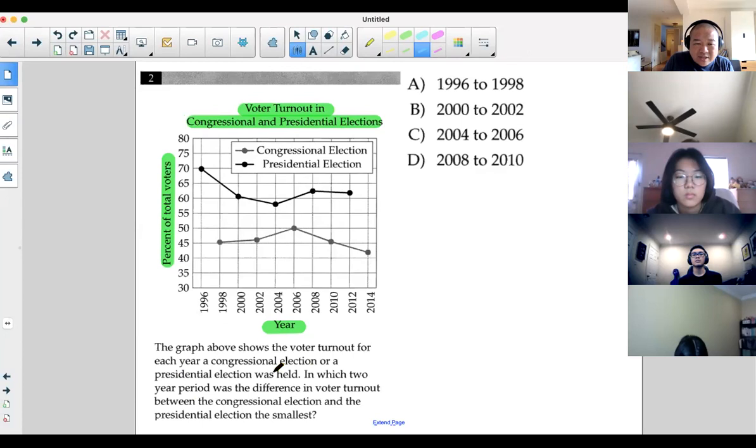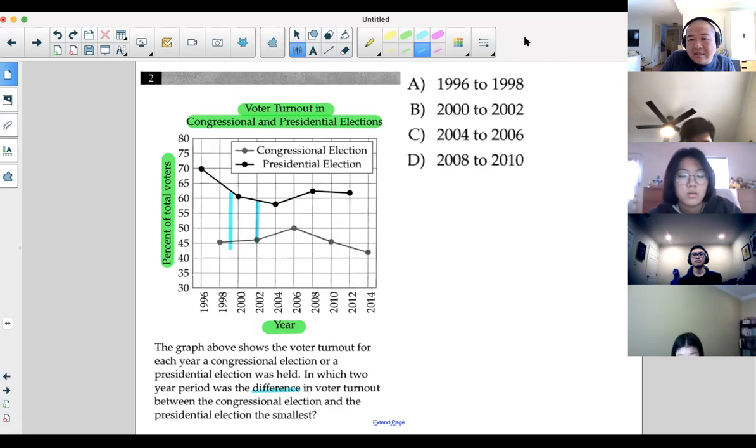Now, when I look at the question, it says, turns out blah blah blah, and in which two-year period was the difference the smallest? Oh, okay. I'm talking about the difference in voter turnout between the congressional election and the presidential election. So between these two has to be the smallest, but it's not about one year. It's about the period of time. The difference in this case talks about horizontal difference, isn't it? How big it is.